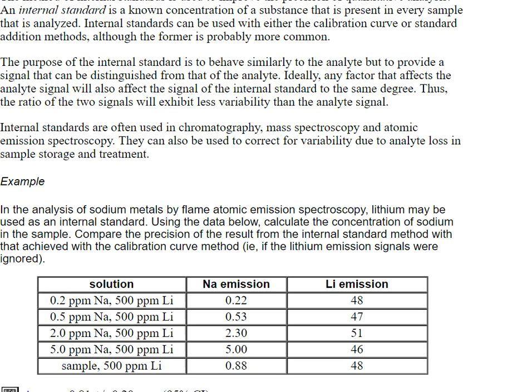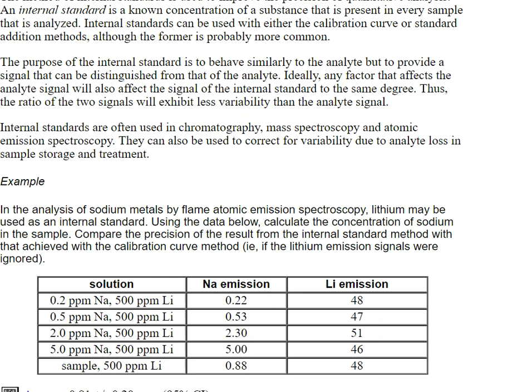Guys, here we actually have a real example with real numbers, and we're going to walk through how to solve the algebra and the math. So up at the top, an internal standard is a known concentration of a substance that is present in every sample that's analyzed. Internal standards can be used with either the calibration curve or standard addition methods, although the former is probably more common. The purpose of the internal standard is to behave similarly to the analyte, but to provide a signal that can be distinguished from that of the analyte.